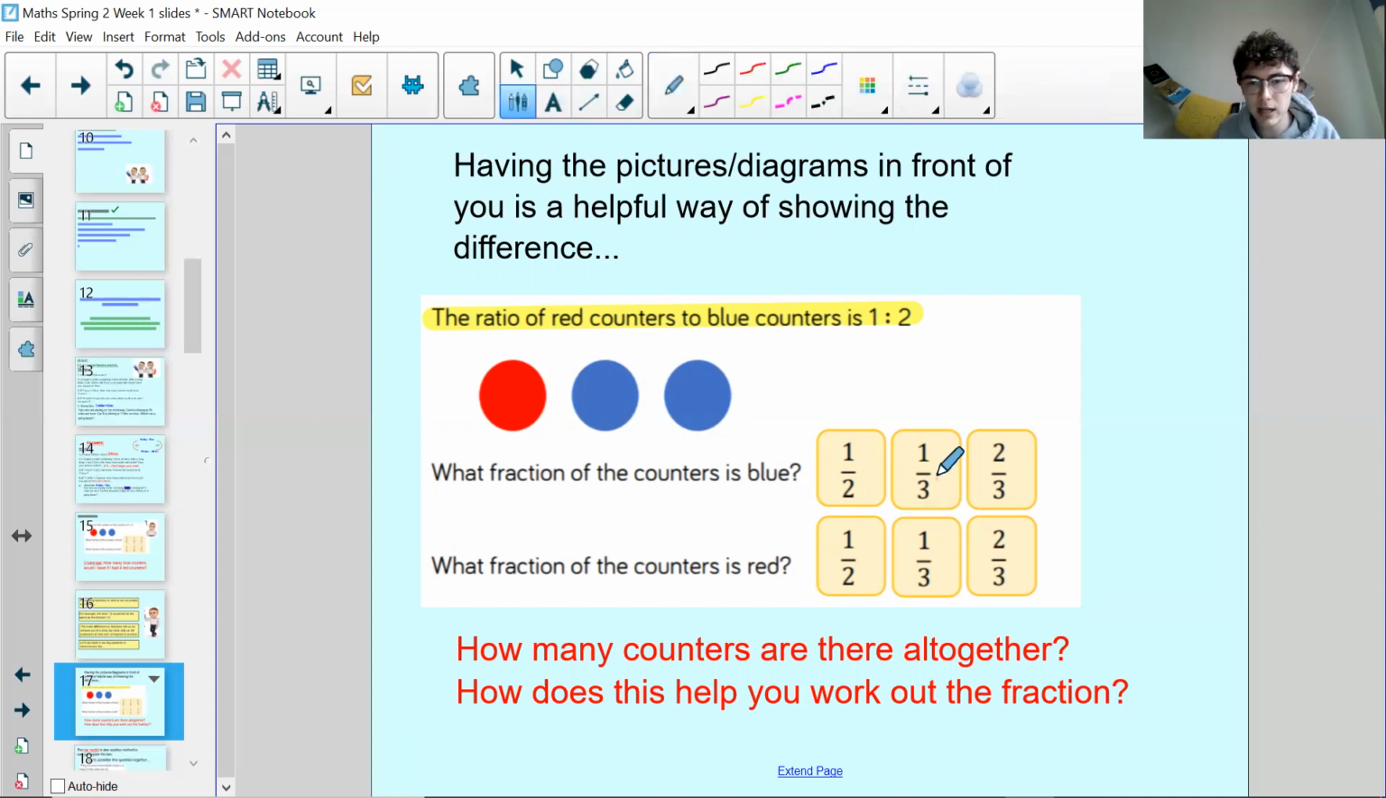Let me just get the pen. So we know that our denominator is going to be at least 3. Sorry, this is a really stupid color. So we know that our answer shouldn't be this number here.